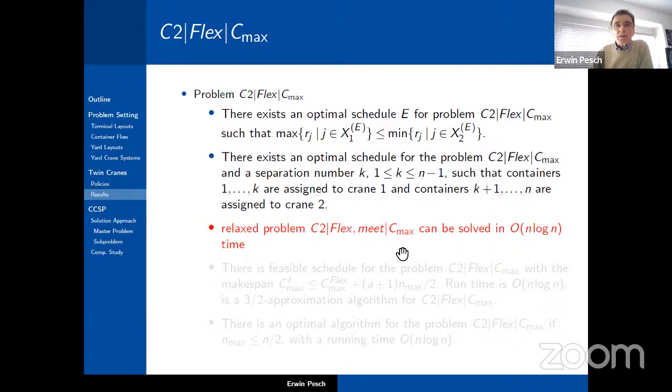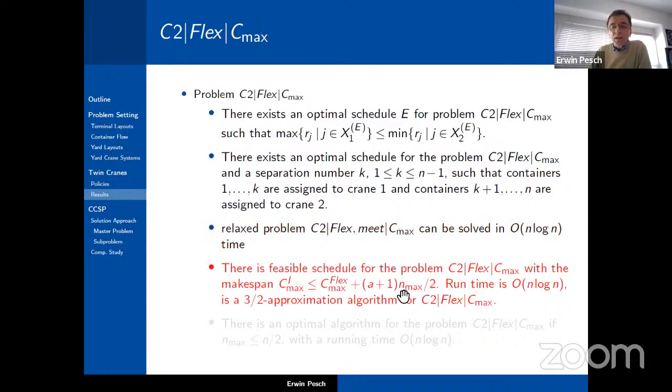If one of the cranes arrives later while another crane has already started working there, then the waiting time is even less. So the maximum waiting time of a crane is A plus one. And how often does that happen? At most, N max half times. N max is the maximum number of containers that are supposed to be dropped in one bay.